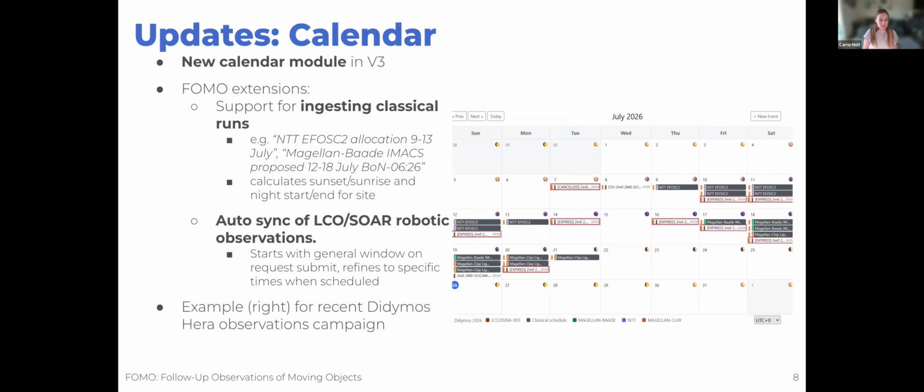You can also do an auto sync of LCO SOAR robotic observation. So it'll start with showing your general large window that you requested. And then once it's actually scheduled, it'll refine to that specific time. Here's an example on the right for the Didymos Hera observations campaign. So you can see some NTT, Magellan, some not happening LCO 2 meter, and some happening ones.